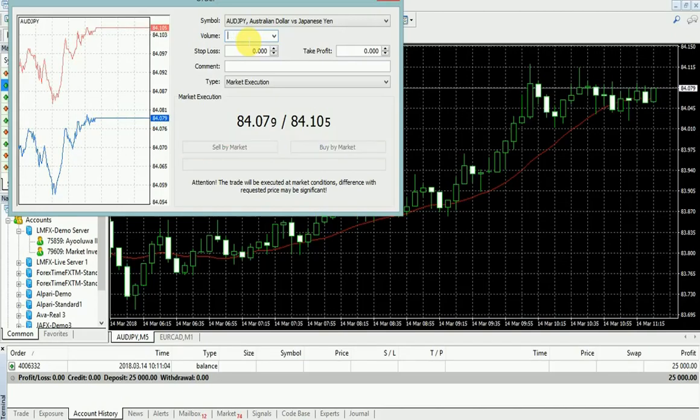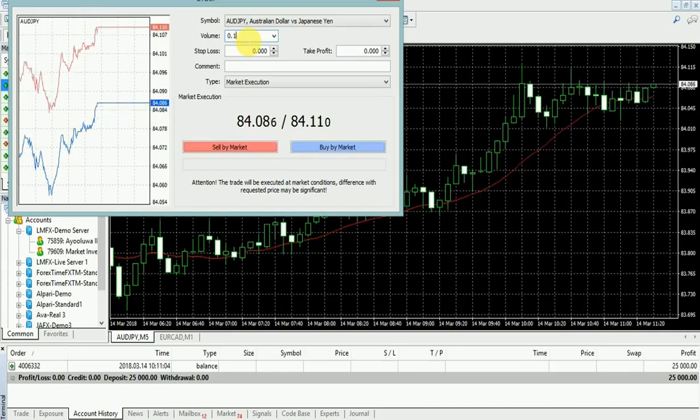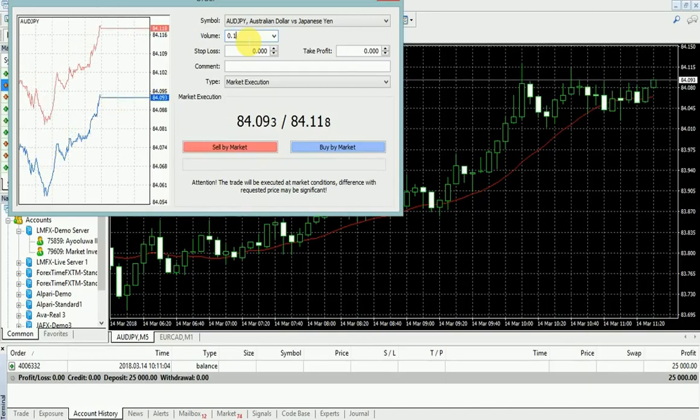If your lot size is 0.1, and like I said, let's assume each pip movement for AUDJPY is $10. If you have 3 pip movements, that's what? $30. You multiply your $30 by 0.1, that's what? $3. So the volume or your lot size, as the case may be, is what determines how much you make or how much you lose per pip.